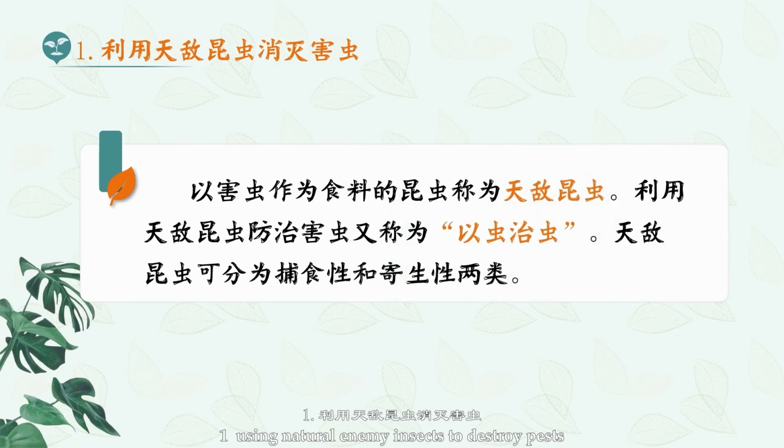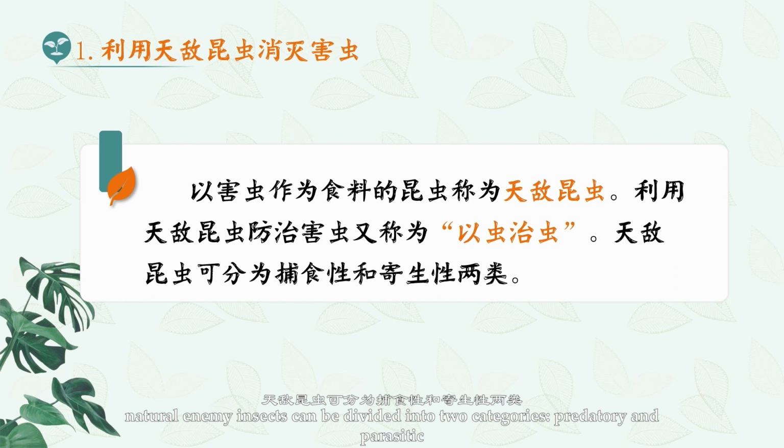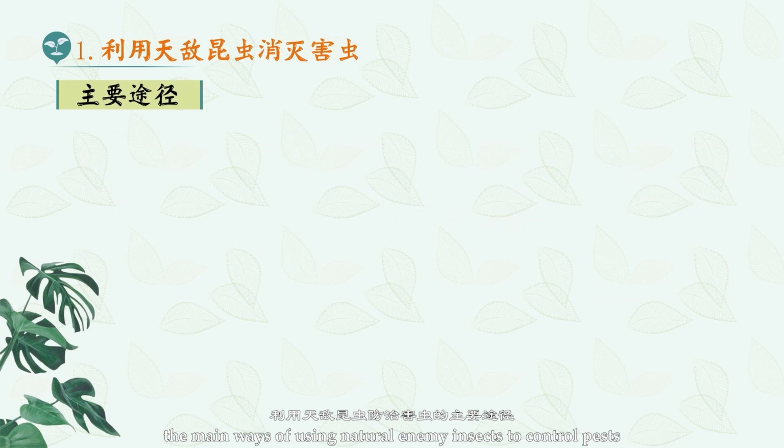1. Using natural enemy insects to destroy pests. Insects that use pests as food are called natural enemy insects. The use of natural enemy insects to control pests is also called insect control of pests. Natural enemy insects can be divided into two categories, predatory and parasitic. The main ways of using natural enemy insects to control pests are as follows.